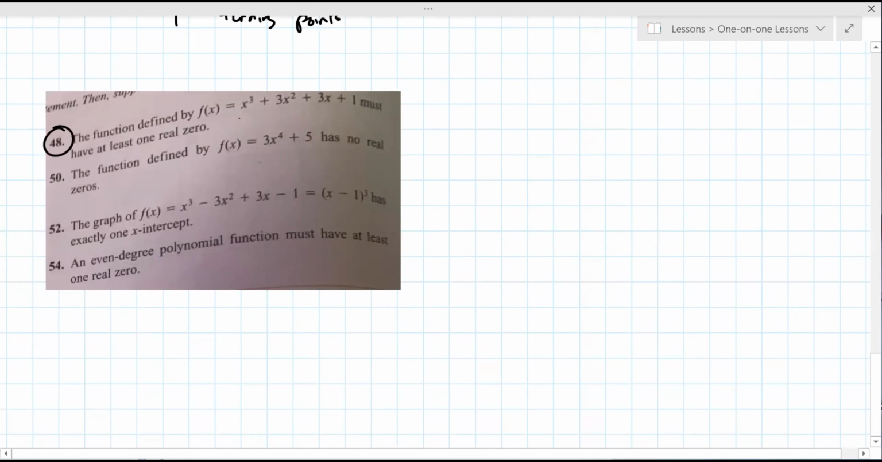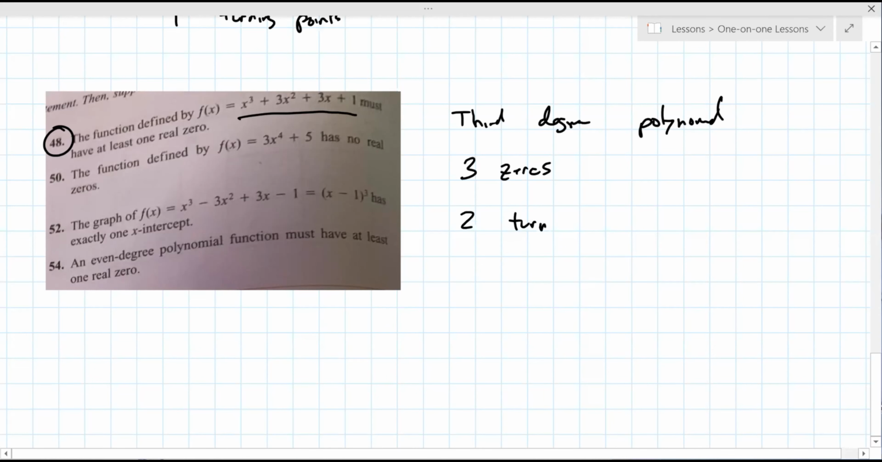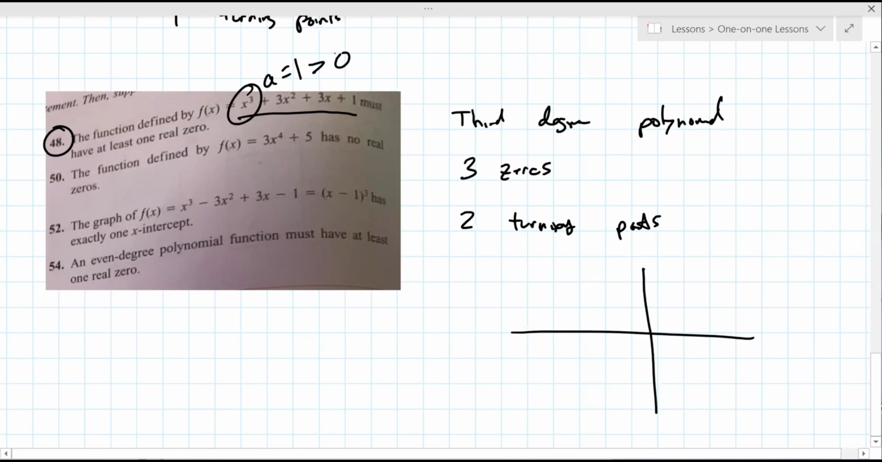So don't worry about this, because you could graph that, for example. Let's look at the characteristics of this. It's a 3rd degree polynomial. That means that it could have 3 zeros, but it must have 2 turning points. So it doesn't really matter where you start the graph, but because a equals 1 is positive, the leading term is positive, this one starts low and ends high.